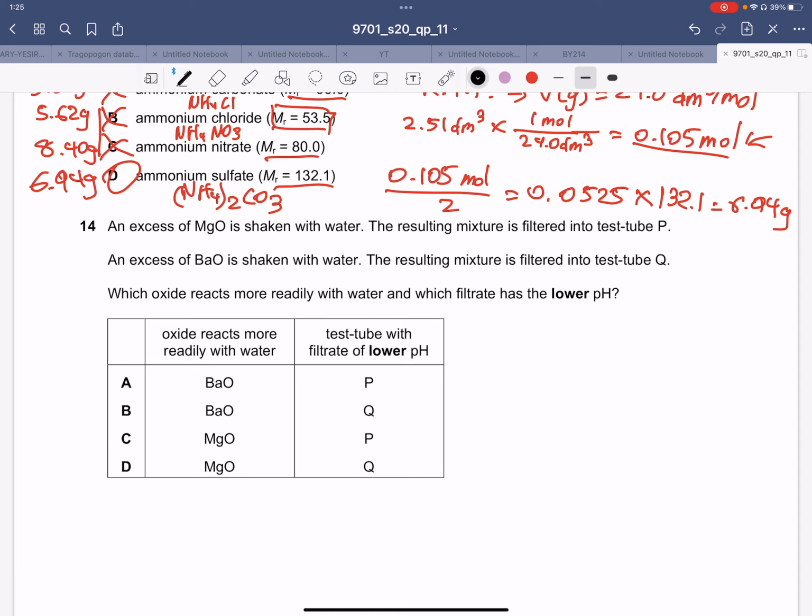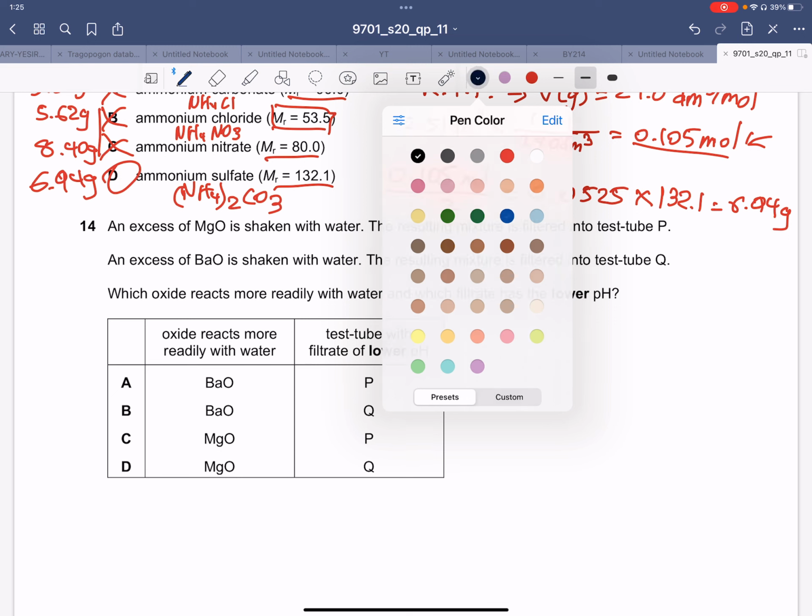Actually, wait, before we go, let me just change this color to something else. I kind of feel like doing blue this time.